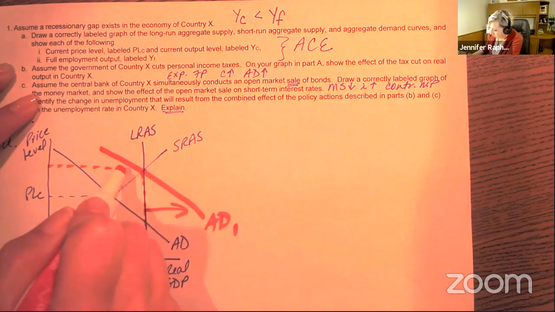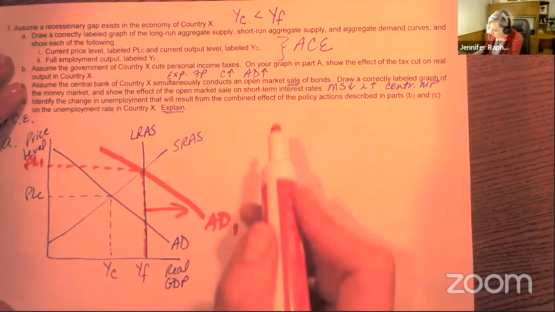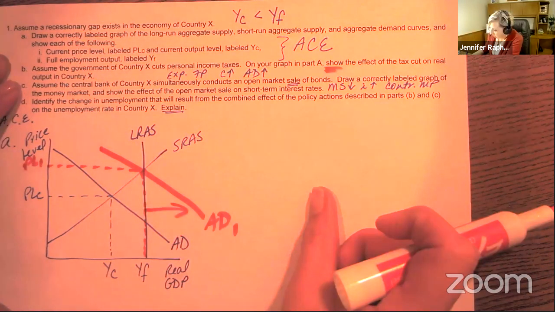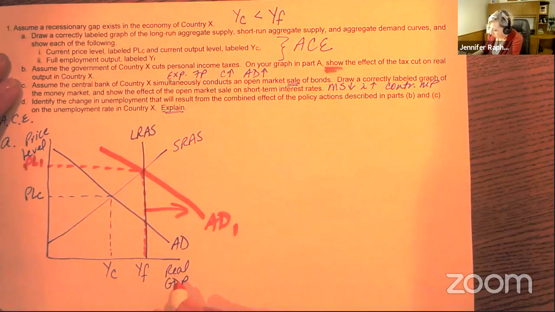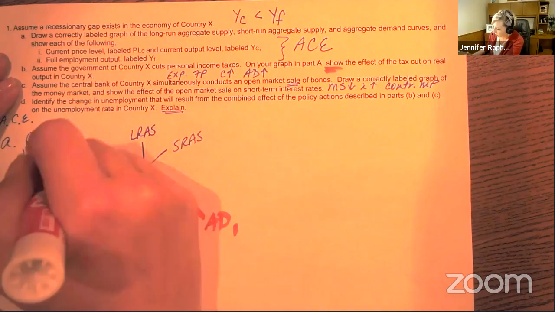So the word "show" in an AP macro FRQ is really important. That means you must use directional arrows. You have to illustrate on your graph the effect of the change on the variable that you're being asked about. So real GDP is here. So we're going to increase aggregate demand, which leads to an increase in real GDP. And we also want to note that the price level is rising as well.